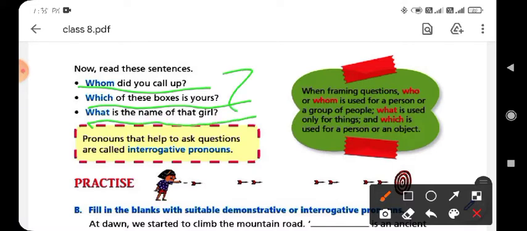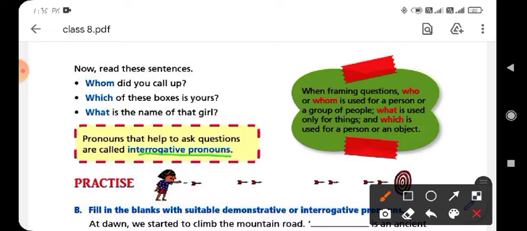Okay, so all these sentences ask a question, and in these sentences, which words are used to ask the question? You can see here whom, which, what, etc. are the words used to ask a question. So these types of words will be interrogative words, and when these words are used in a sentence to ask a question, then it will be an interrogative pronoun. And how can we identify an interrogative pronoun? So first, think about that.